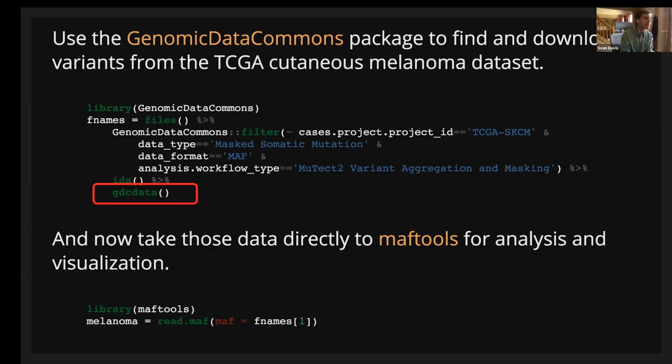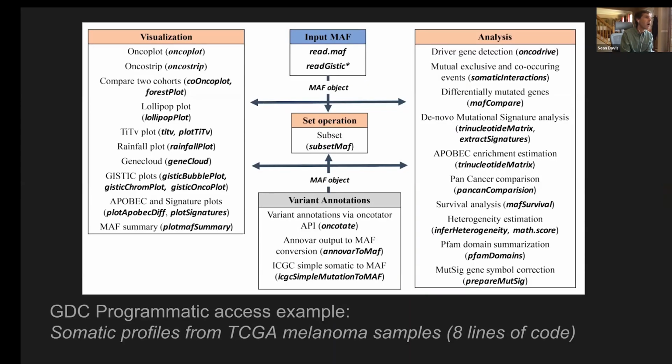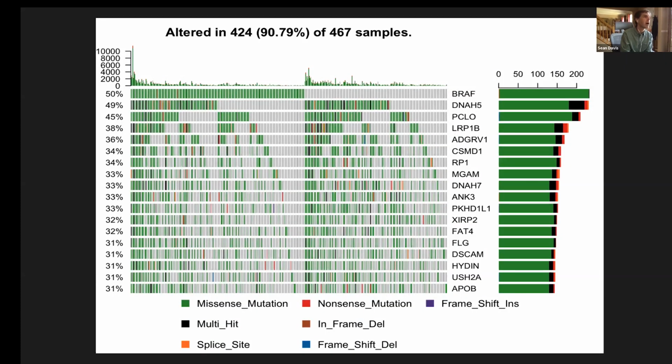And coming back to this idea of data containers, once we have these data, which happen to be in this case somatic variants, we can use the maftools package, which is built for working with these kinds of things, to do all of these kinds of visualizations and analysis. So in 8 lines of code, we can grab data and produce this plot, which is kind of cool.